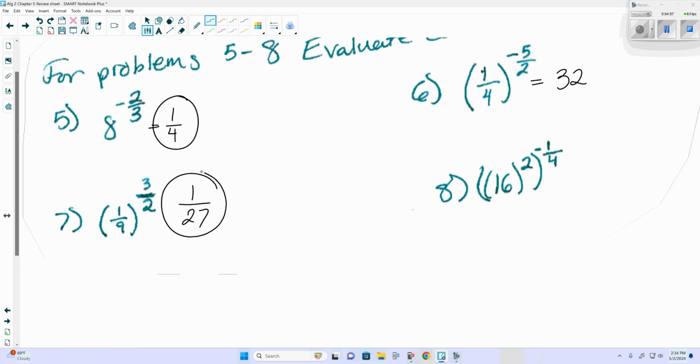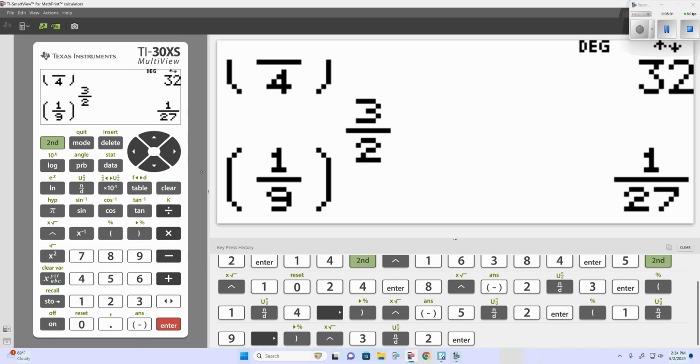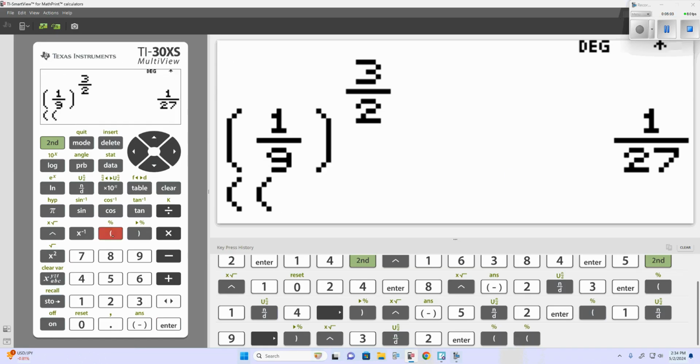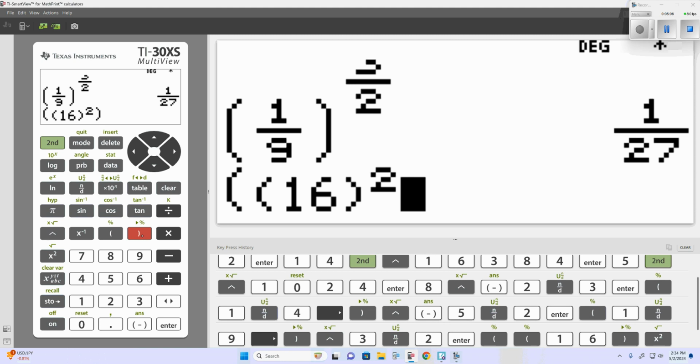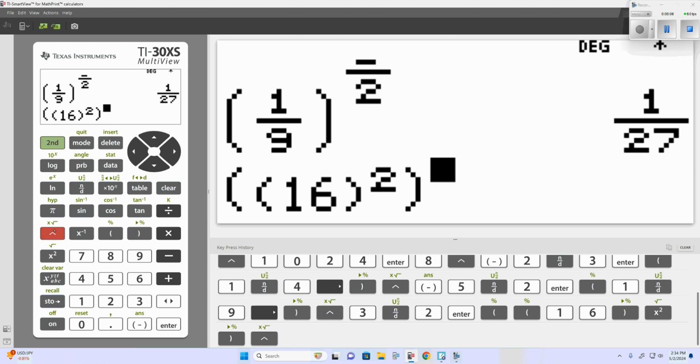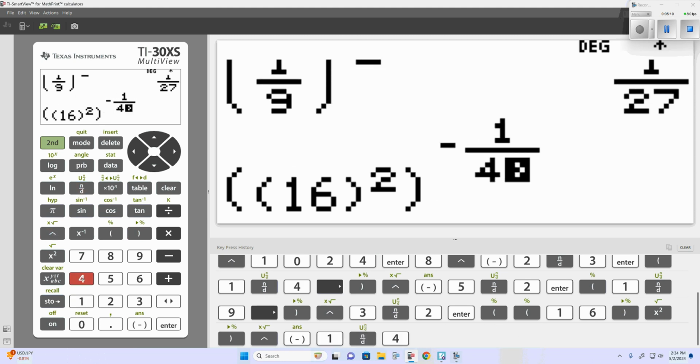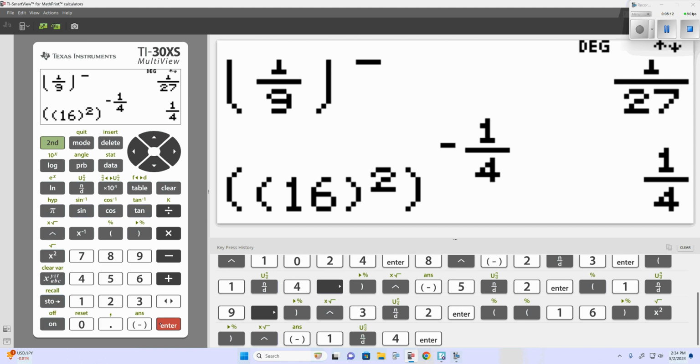And lastly, we have 16 to the second to the negative 1/4. And this one here, I would type it in exactly as I see it. 16 to the second to the negative 1/4 is 1/4. Questions on this here?